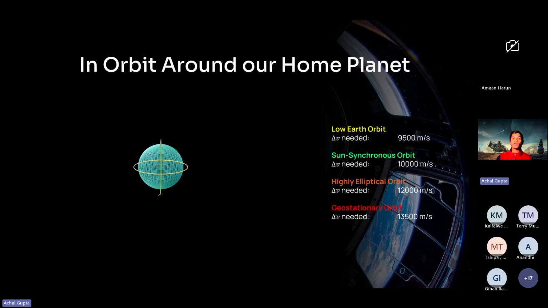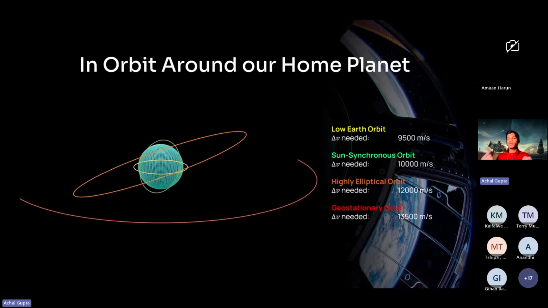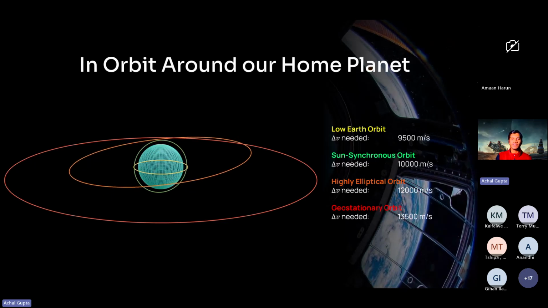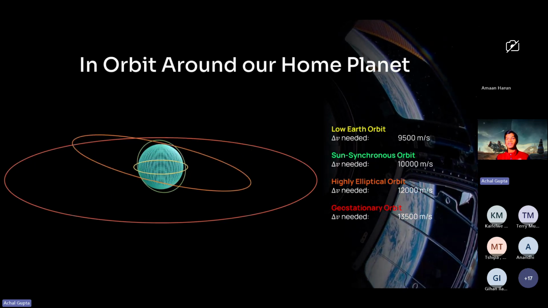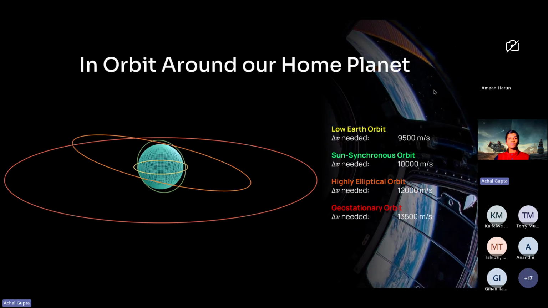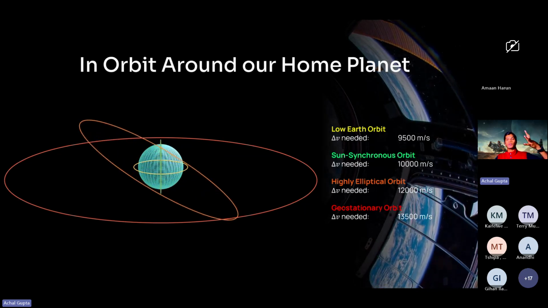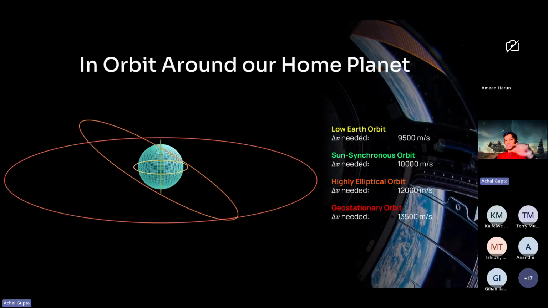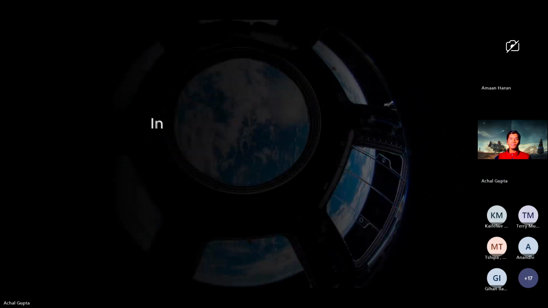We can also go in a highly elliptical orbit. Now, depending on how elliptical your orbit is, this delta V figure can vary, but for the one I'm showing on screen, that's 12 kilometers per second. Finally, for the geostationary orbit, we have 13.5 kilometers per second. And geostationary orbit, as you know, is the orbit where our orbital period is the same as Earth's rotational period. So we only see one side of the Earth at all times.